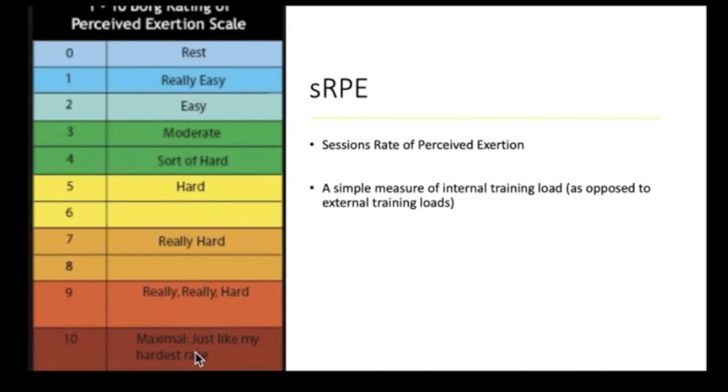And basically, it's just a simple measure of internal training load as opposed to an external training load. An external training load is, using a running example again, going out and running 5 miles. 5 miles would be that external load. Maybe I go out and run 30 minutes. 30 minutes of running would be my external load. So Sessions RPE just gives us a more physiological internal training load as opposed to these external ones.